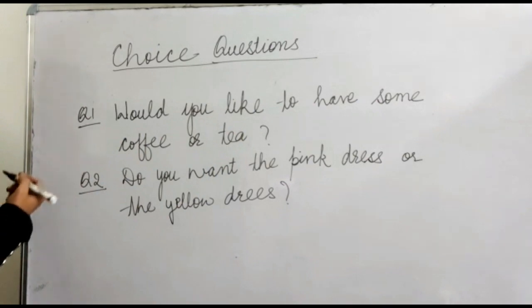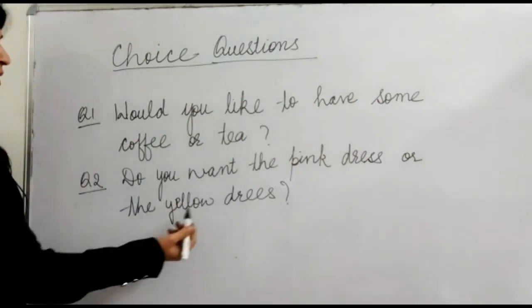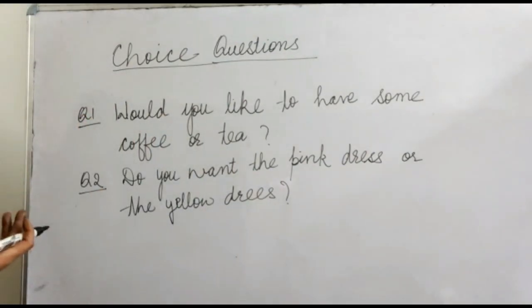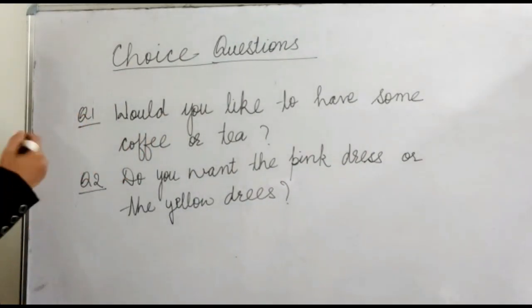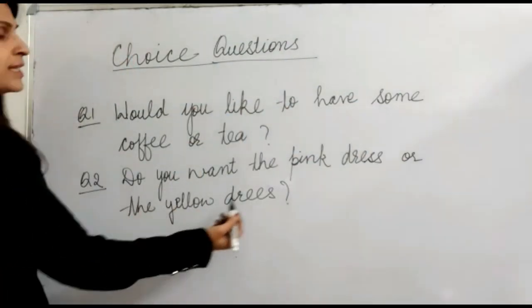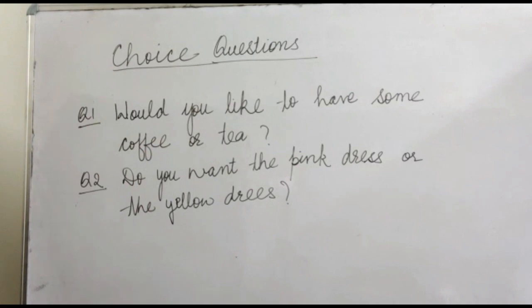The second sentence here is, do you want the pink dress or the yellow dress? Again, you have to choose one thing out of these two. Either you can have the pink dress or you can have the yellow dress. You have to make a choice. And these types of sentences in which you have to make a choice, these are called the choice questions.